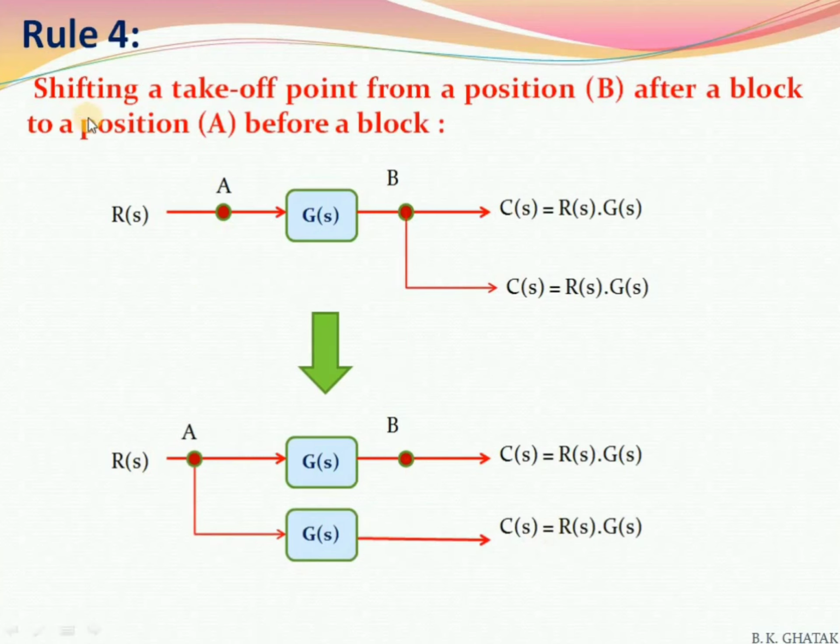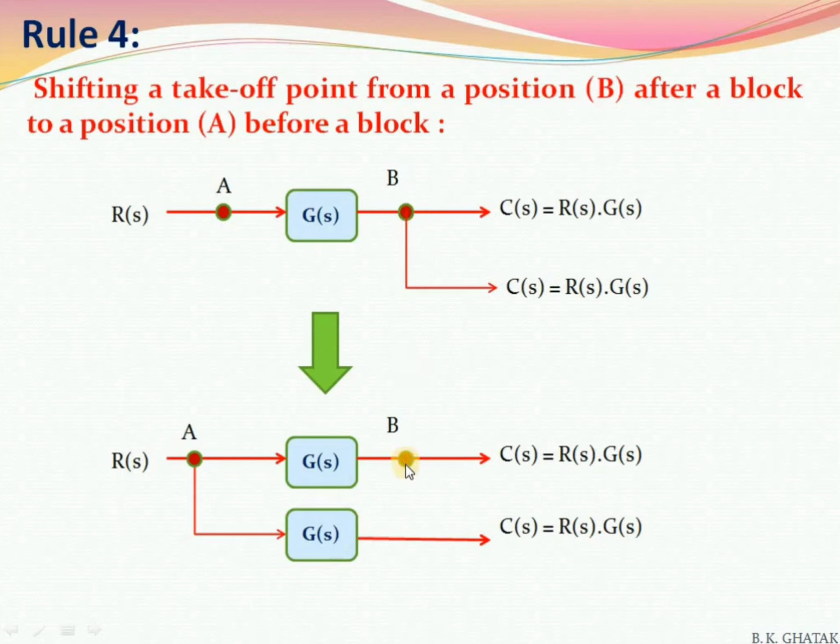Now rule number 4. Shifting a takeoff point from a position B after a block to a position A before a block. So this is RS, this is the functional block, and from here we get two outputs, CS equal to RS into GS and another output RS. Clear? So we have to shift this B position's takeoff point into A. Clear? But we must maintain these two output equations.